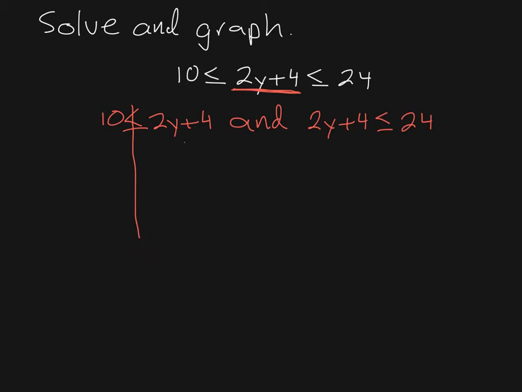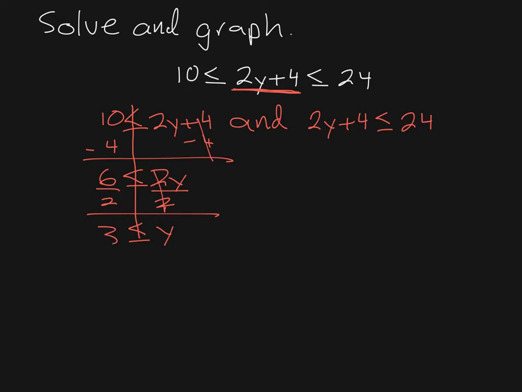We'll draw a line down and we'll subtract 4 here. 6 is less than or equal to 2y. We divide by 2. And we get y is greater than or equal to 3. Over here, we're going to do the same steps because it's the same expression. Minus 4. 2y is less than or equal to 20. And we divide by 2.